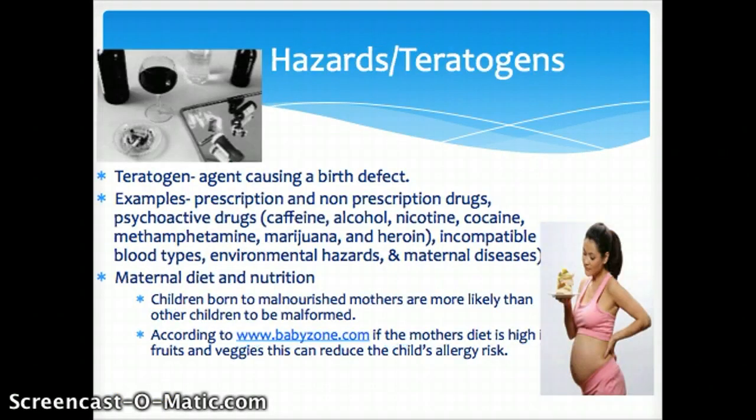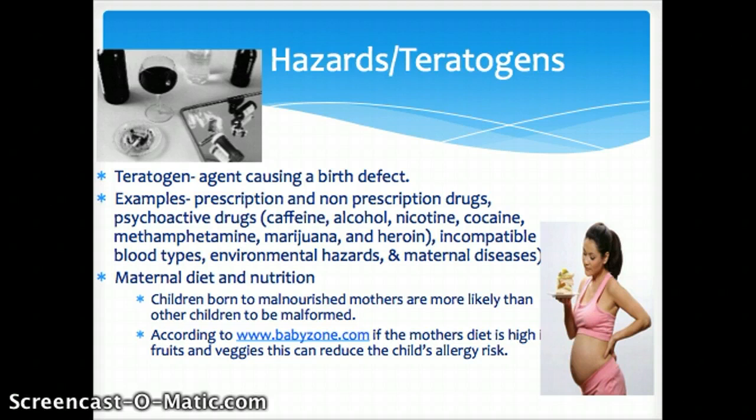The embryo can be affected in many different ways. We call these hazards teratogens. This is any agent that can potentially cause a birth defect or negatively alter cognitive and behavioral outcomes. Some examples of this include prescription and non-prescription drugs, psychoactive drugs like caffeine, alcohol, nicotine, cocaine, methamphetamine, marijuana, and heroin. If the mother drinks alcohol during her pregnancy, the child can be born with fetal alcohol spectrum disorder. Abnormalities of this disorder include facial deformities and defective limbs, face, and heart. Most of the time, these children have learning disabilities as well.